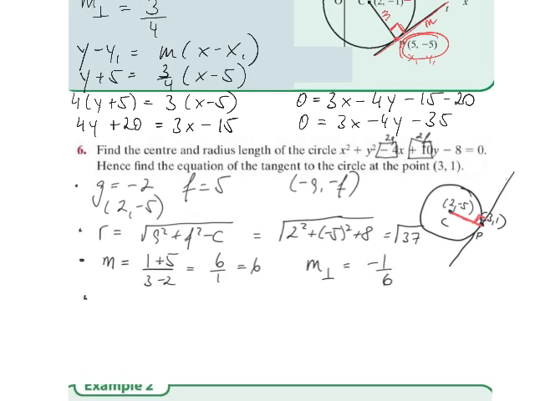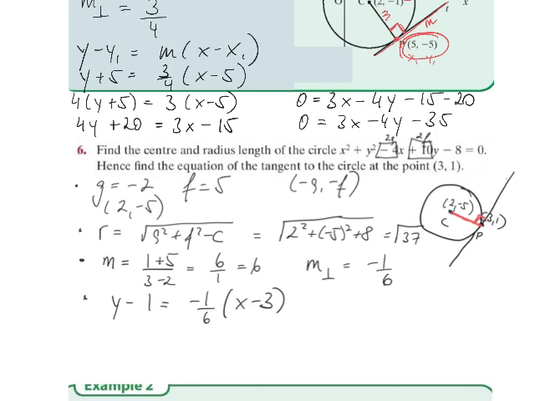And now I can find the equation of the line between the perpendicular slope and the point P, 3, 1. So y minus 1 equals minus 1 over 6, x minus 3.